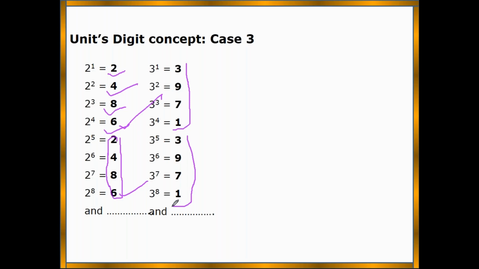So the values are repeated for every 4 iterations. Understood, all of you? Clear?